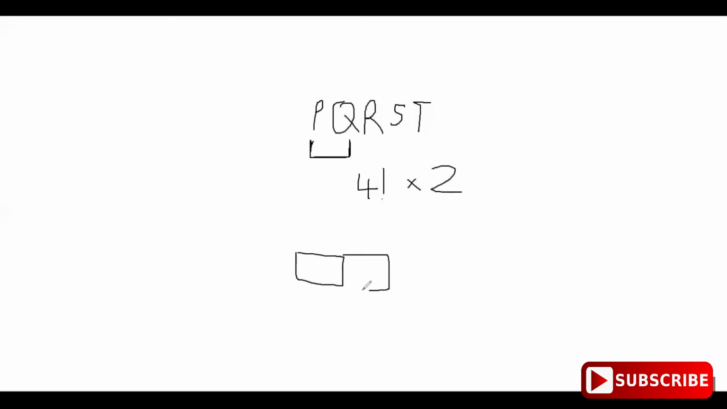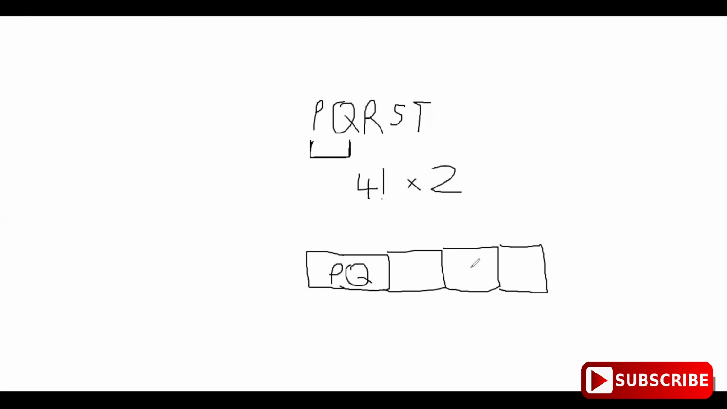1, 2, 3, 4, 5. All right. So think of P and Q as being in one box together, because they say they have to be together. They are on the bench and not separate. And then we have the other three boxes: R, S, and T. And those will be 3 factorial.